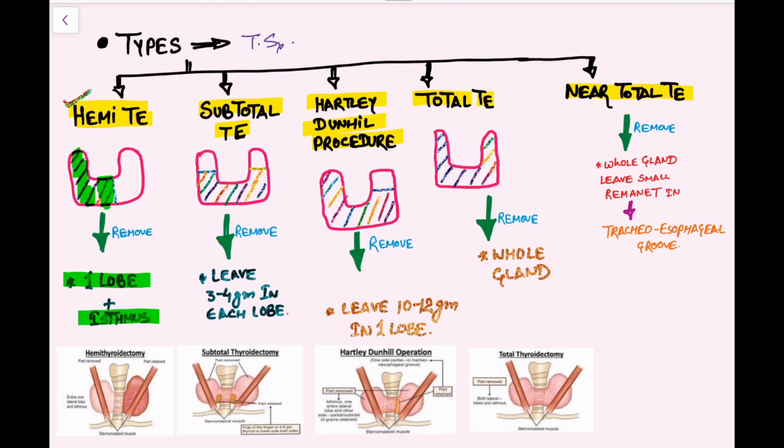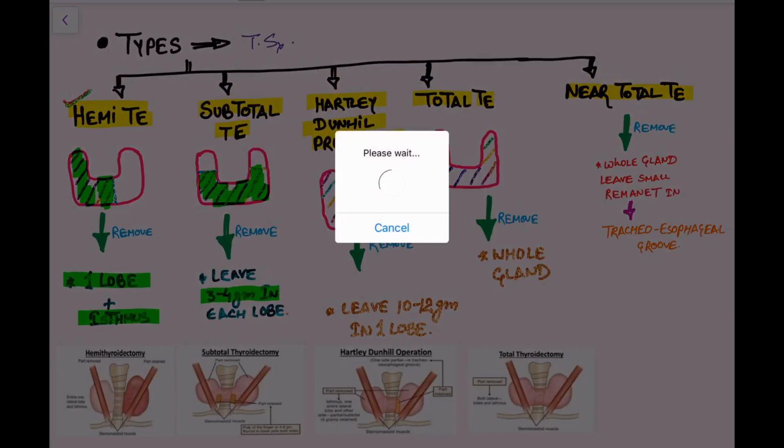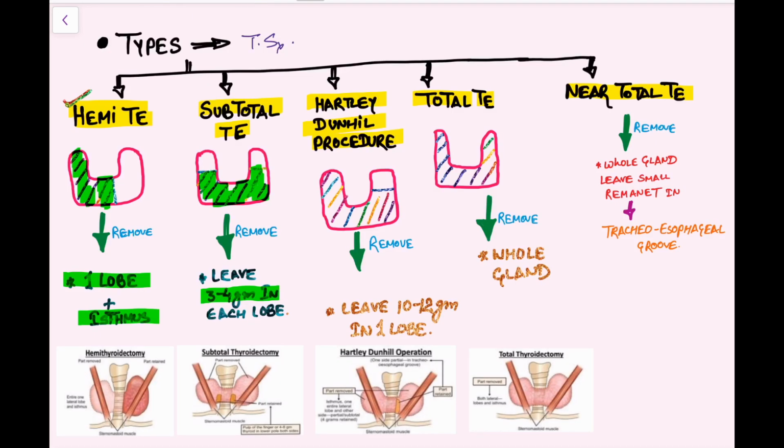In case of subtotal thyroidectomy, we are going to remove the whole thyroid tissue, leaving behind only 3 to 4 gram of thyroid tissue in each lobe. 3 to 4 gram, like we can see here, this 3 to 4 gram of thyroid tissue in each lobe superiorly.